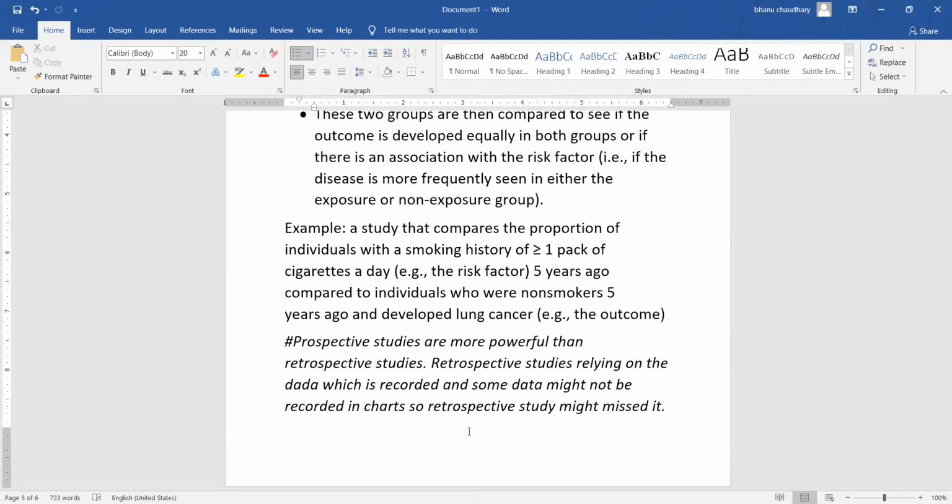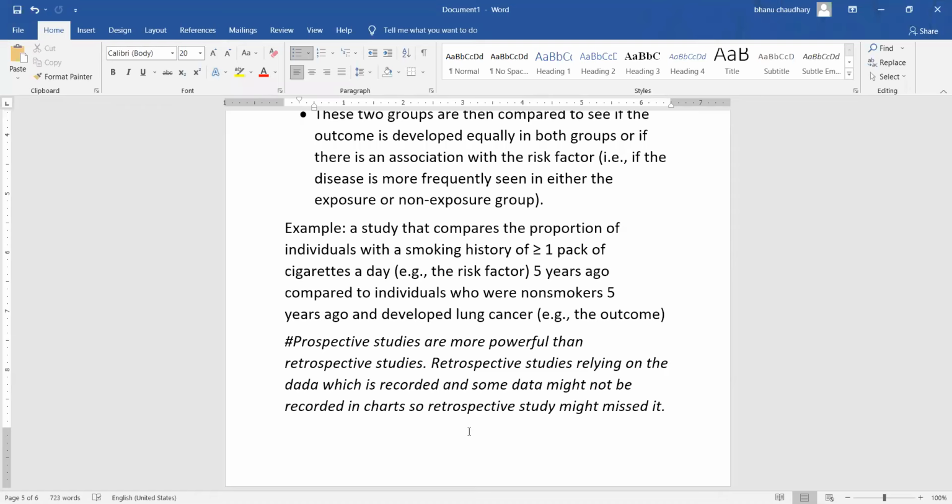And you also want to know that prospective studies are always more powerful than retrospective studies. Why? Because you're relying on the medical records or some kind of data of the patient. Sometimes the data might not be recorded, and some data might be missing from the record. So ultimately it will affect your study, because you're not looking at every record. You are missing some records of the patients.